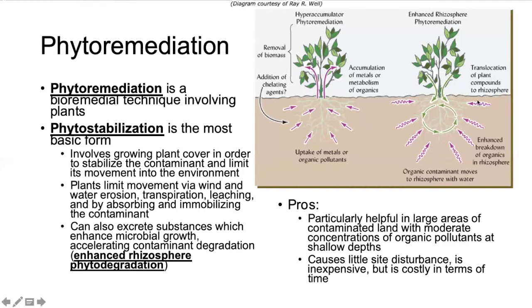In enhanced rhizosphere phytoremediation here on the right side, the plant actually exudes from its roots a chemical signal to surrounding bacteria, which helps them speed up the degradation of the contaminant.